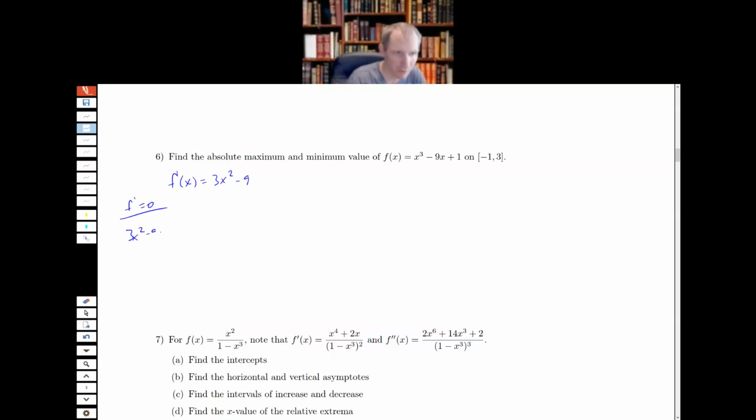I have 3x squared minus 9 equals 0. Okay, so 3x squared equals 9. X squared is 3. So x is positive or negative root 3. Okay, this is an absolute max and min on a closed interval again. Negative root 3 is smaller than or to the left of -1. So when I make my chart, it's not in between -1 and 3, but positive root 3 is. So I'm only going to check these three values. I'm not going to use the negative root 3.